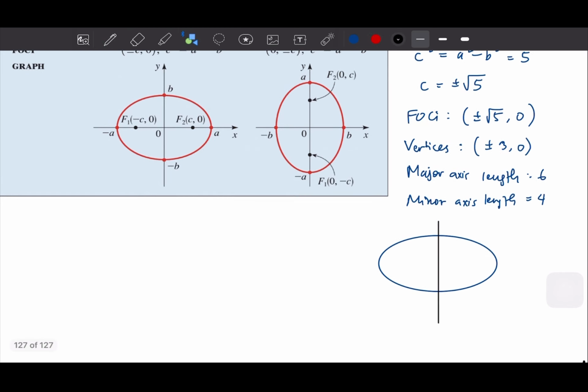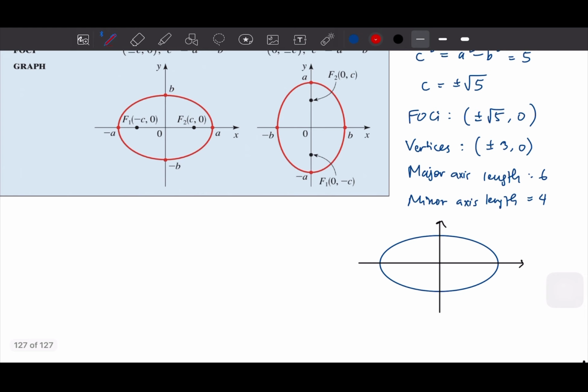So I'm drawing the axis after the ellipse. This is not really a proper way to draw. I should be drawing the axis first and then the ellipse. Let's say here and here, this will be square root of 5. This will be 3. This is negative 3. This is 2. This is negative 2.